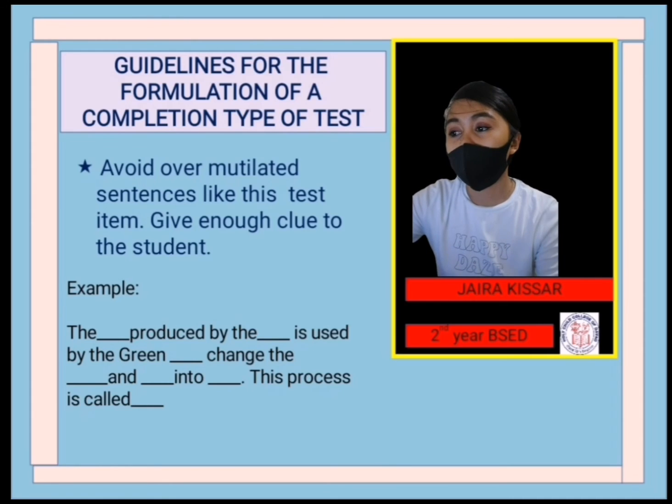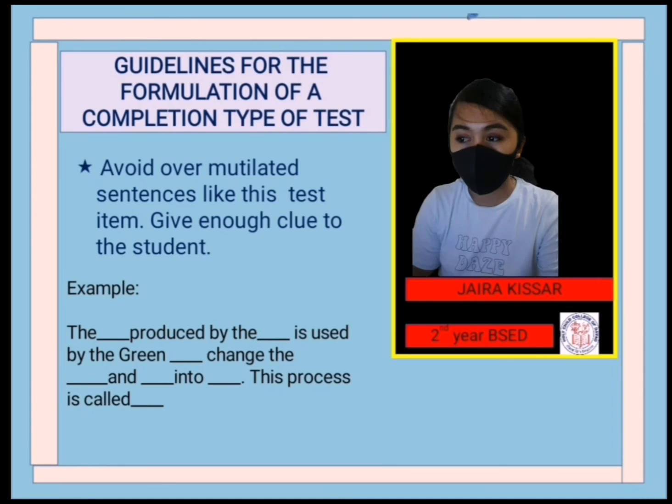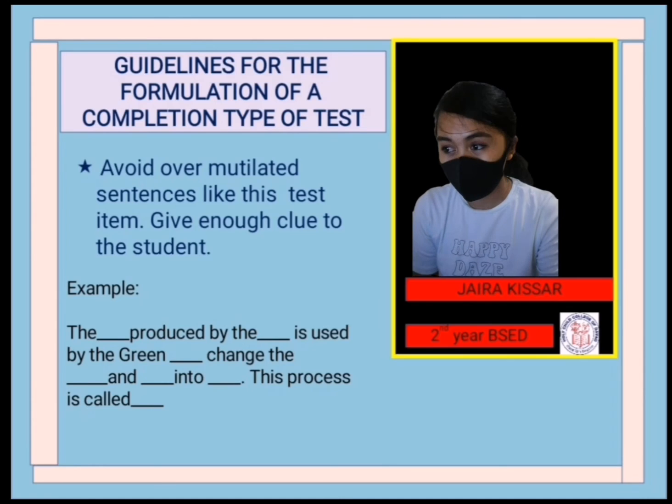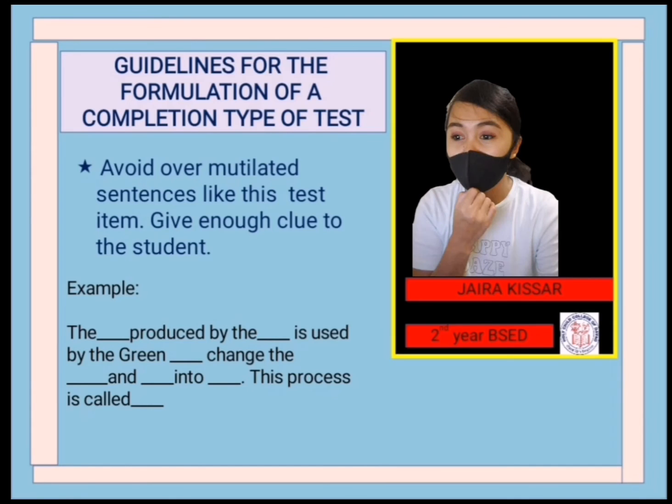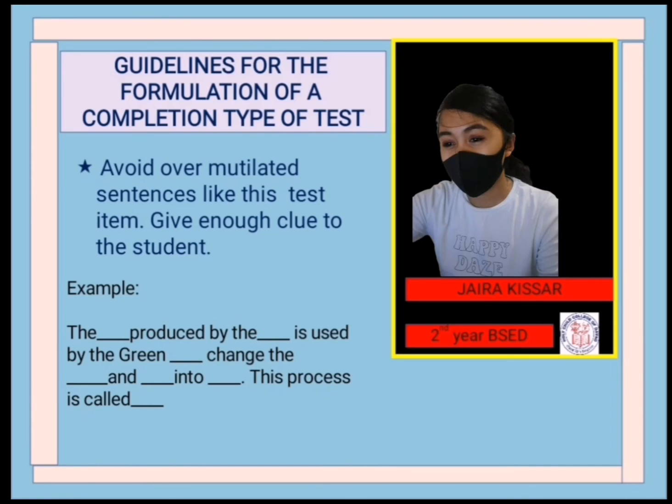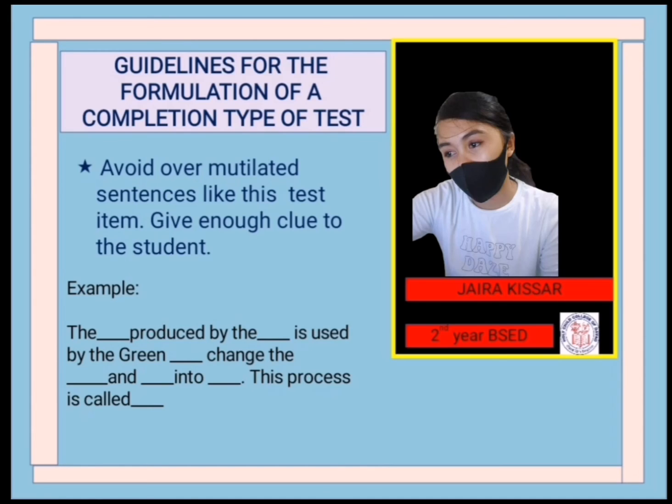Avoid overmutilated sentences like this test item. Give enough clue to the student. So the blank, example: the blank produced by the blank is blank. The blank produced by the blank is used by the green blank. Change the blank and blank into blank. This process is called blank. So the answers are hard to predict. So we have to avoid this one.